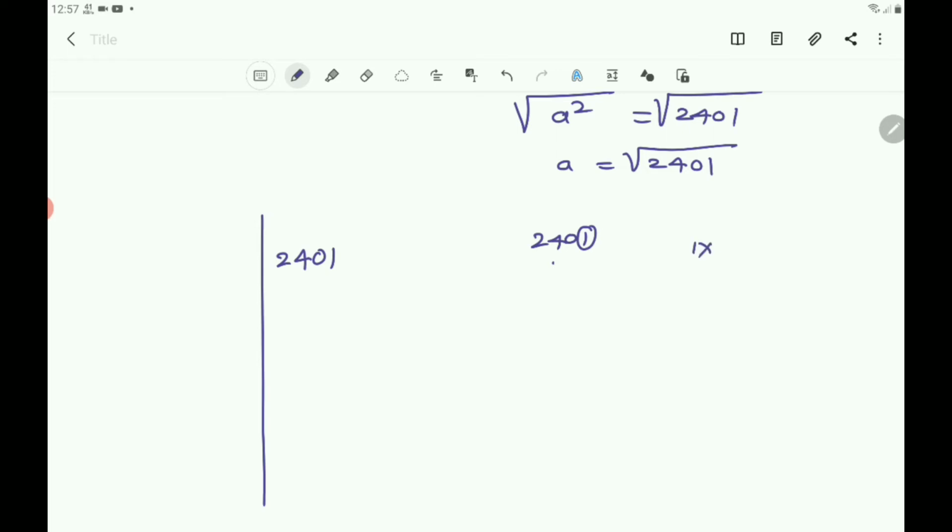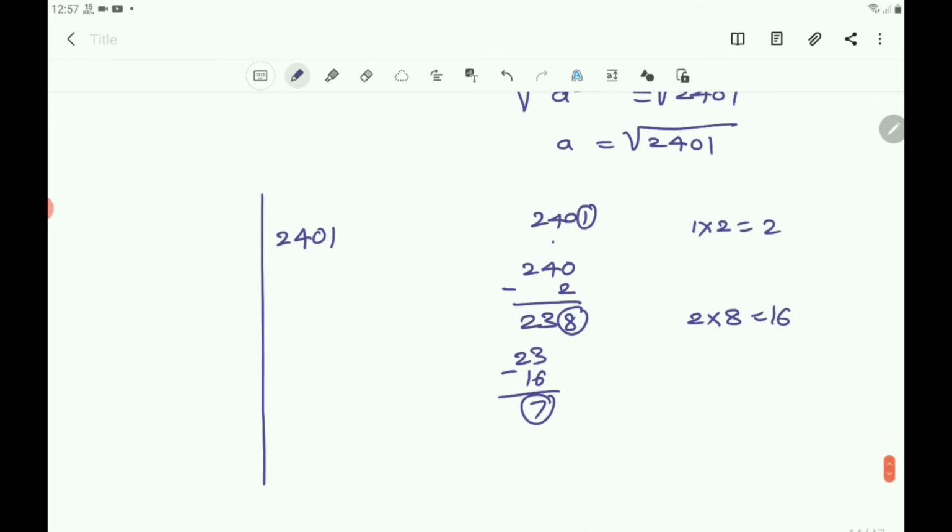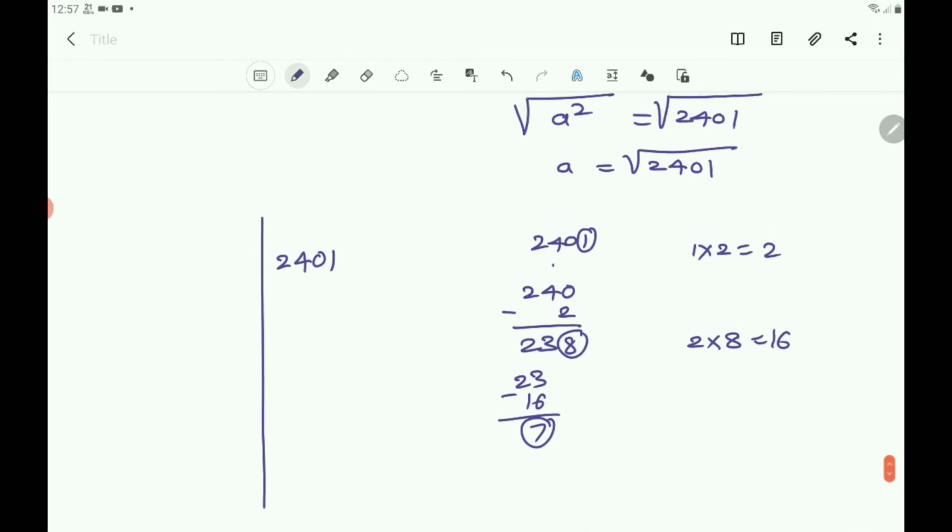In 2401, the last digit is 1. 1 into 2 is 2, and 240 minus 2, you will get 238. Then the last digit 8, 2 into 8 equals 16. Then 23 minus 16, you got 7. 7 is divisible by 7. Therefore you can divide 2401 by 7, which is completely divisible by 7.